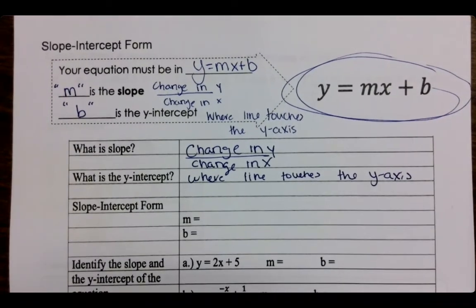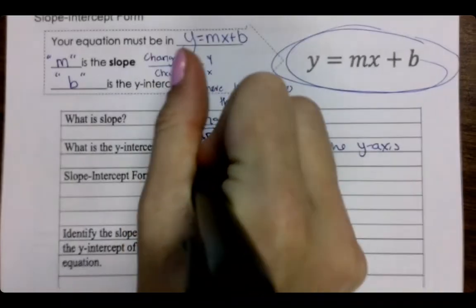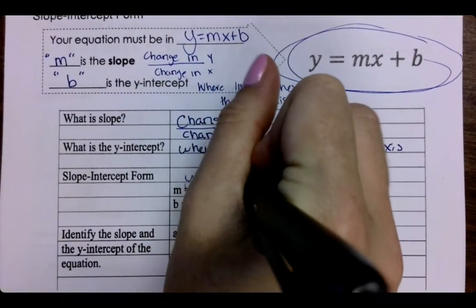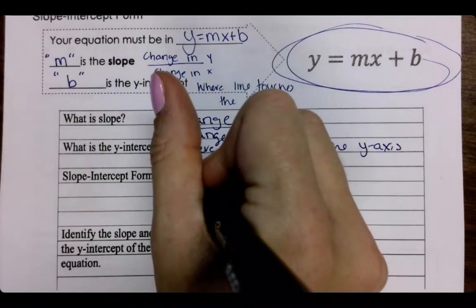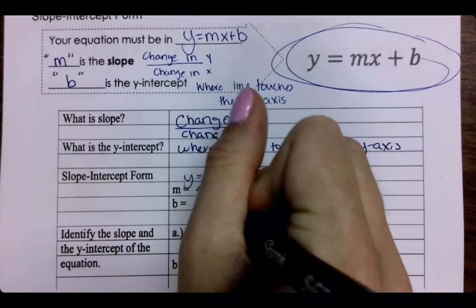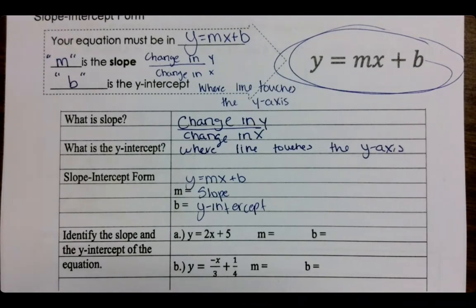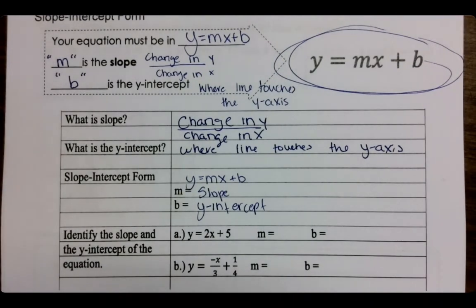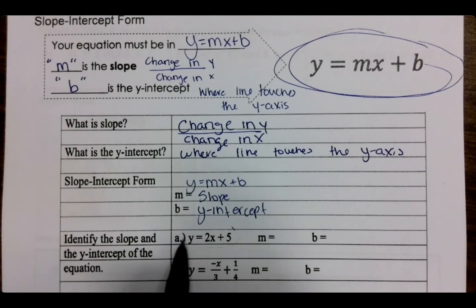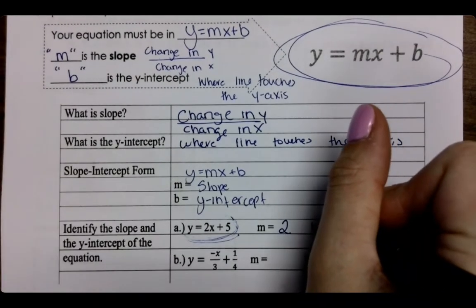All right. The form that we will always be in is y equals mx plus b, where m is the slope and b is the y-intercept. So in A, what is in place of m? What is our slope? 2. What is our b, or our y-intercept? 5.